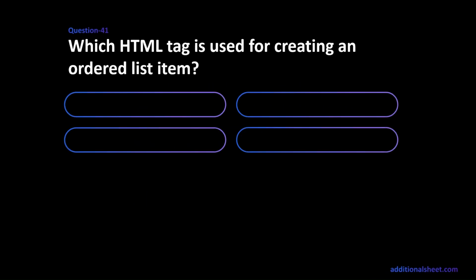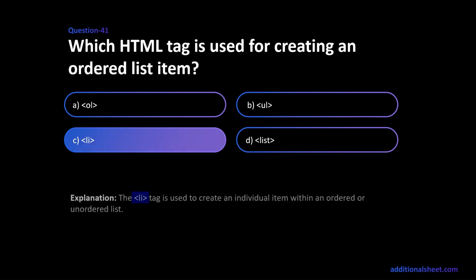Q41. Which HTML tag is used for creating an ordered list item? Options are A. OL, B. UL, C. Li, D. List. The correct answer is option C. The LI tag is used to create an individual item within an ordered or unordered list.